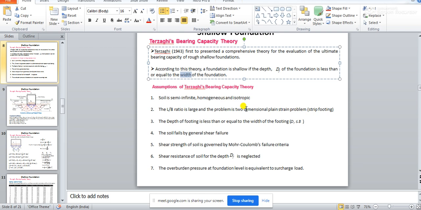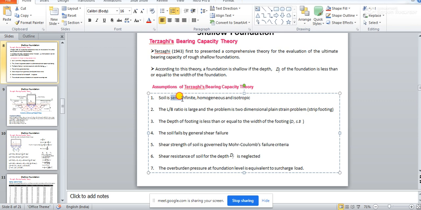See, the first assumption Terzaghi has taken is very important: soil is semi-infinite, it is homogeneous, and it is isotropic. Now, these three terms in soil mechanics or foundation engineering are very important. Most of the soil mechanics theory or foundation engineering theory, bearing capacity theory, whatever you say, will assume that soil is semi-infinite, homogeneous, and isotropic. So you should understand what these three things are properly.